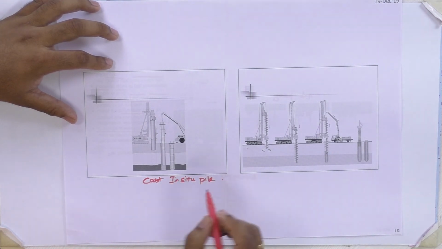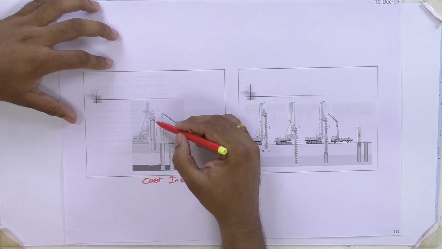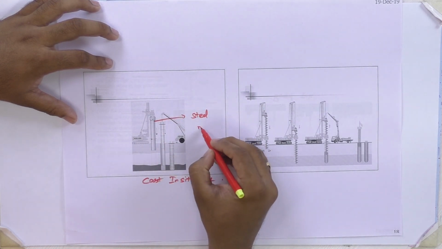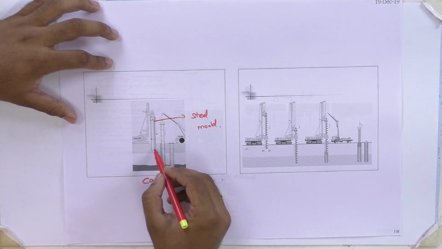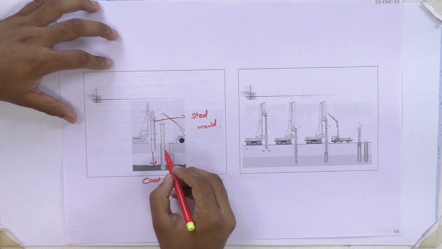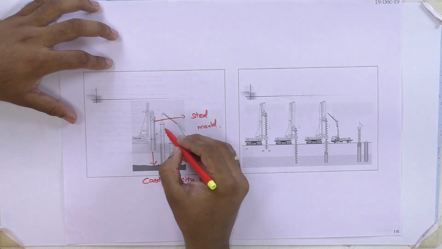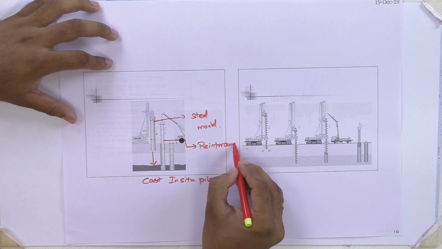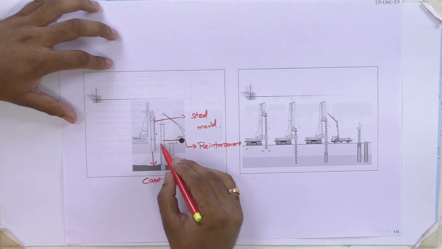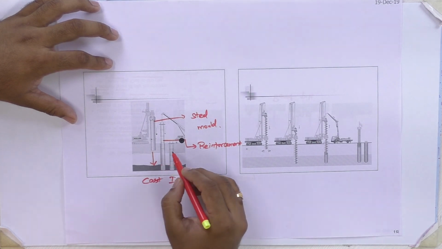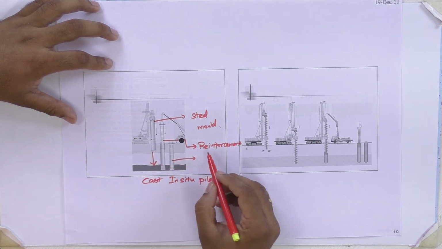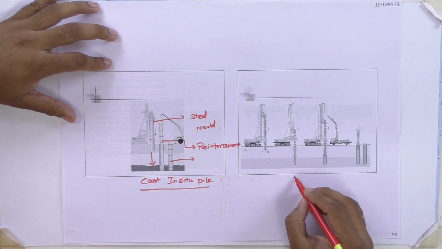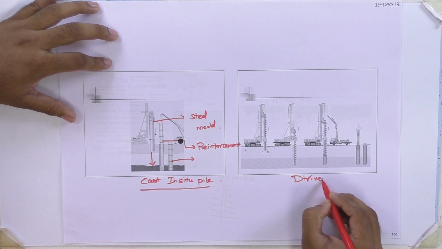So what is cast in situ pile? First thing, we are going to provide one mold inside, a steel mold. This one is the steel mold, which is penetrating inside the soil layer here, and after completing the penetration we are providing the reinforcement. This one is reinforcement, and after putting the reinforcement inside the soil, we are pouring concrete. So this one is cast in situ pile, and this one is also one of the driven piles or bored piles.